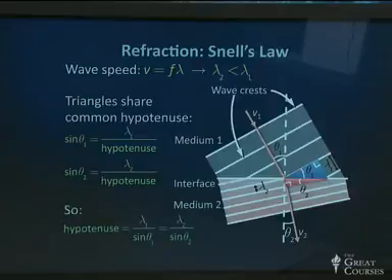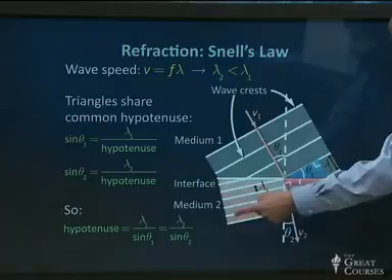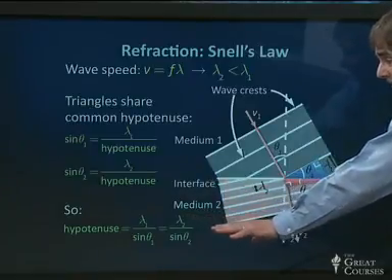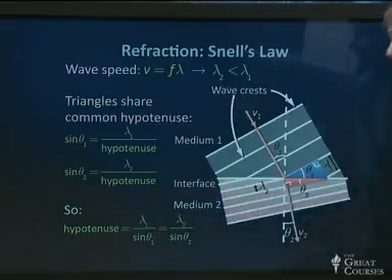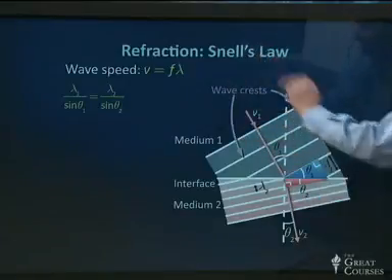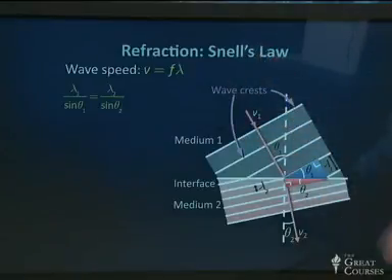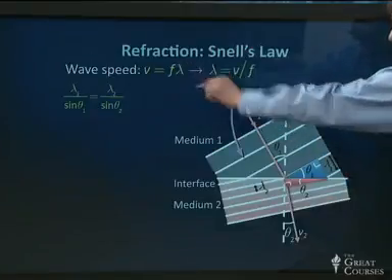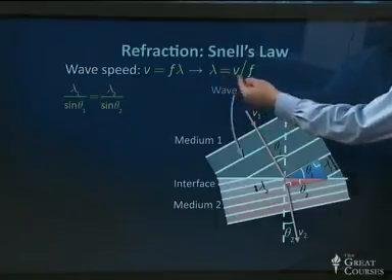So the triangles share a common hypotenuse, so that hypotenuse can be written as either lambda 1 over sine theta 1 or lambda 2 over sine theta 2. And we're not going to worry about the fact that it's a hypotenuse anymore. It's given us this wonderful equality because, in fact, those two triangles have the same hypotenuse. So let's take what we've just found, that lambda 1 over sine theta 1 is equal to lambda 2 over sine theta 2. And let's work with that a little bit. First of all, let's look at the wave speeds again. v is fλ, always for a wave, so lambda is v over f.